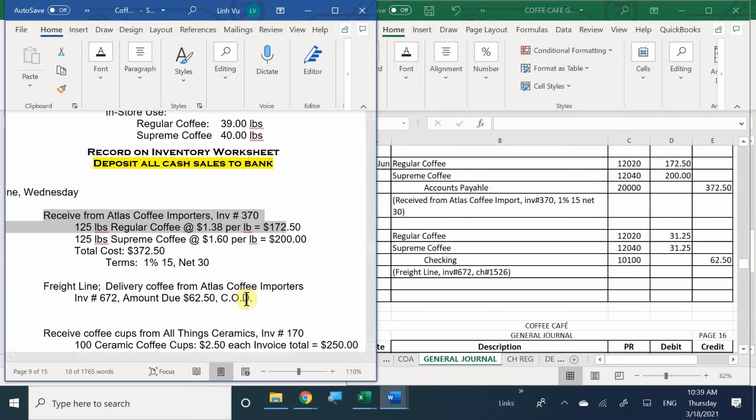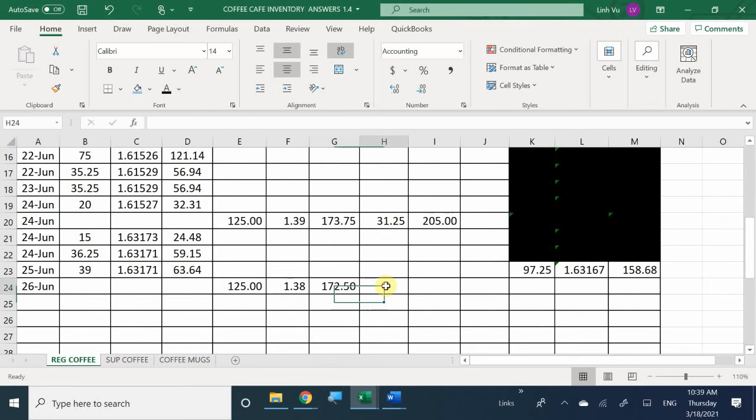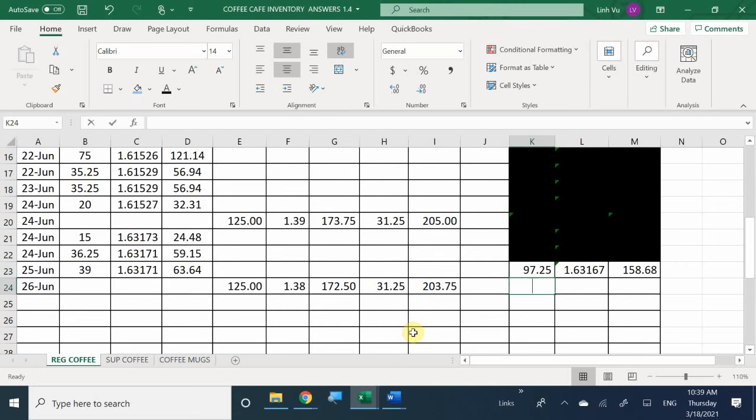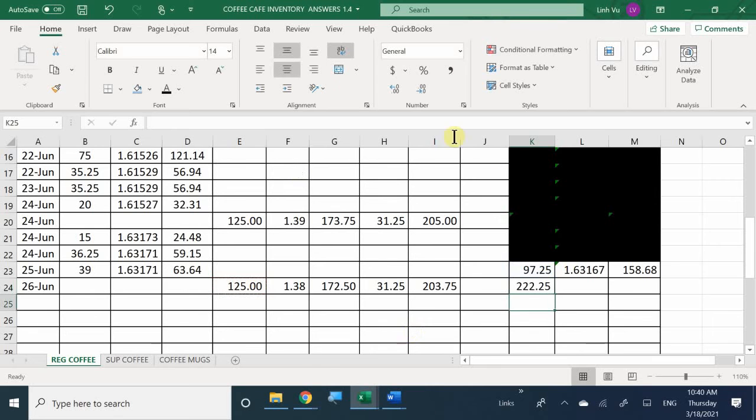Worksheet. Which worksheet? Inventory worksheet. Okay, so here we are at regular coffee for $31.25 freight. So what's my total here? 203.75. Okay, so let's update my inventory now that I have new batches. So I'm going to add 125. So what's my new quantity? 222.25.